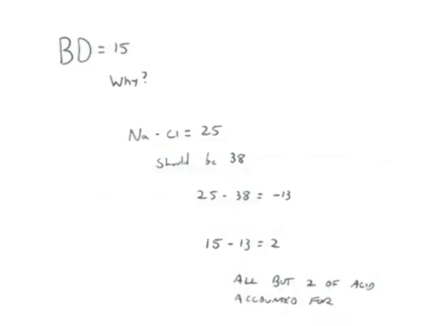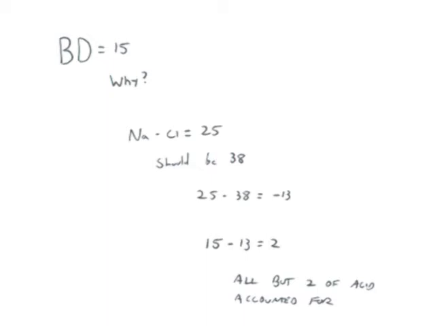So if you have a 15 as your base deficit, and the next thing you do is you try to account for that by your SID issues. So you take whatever your SID is and you subtract 38 from it. Because if they had no SID issues, when you subtracted 38, the SID would disappear, right? Because a normal SID, 140 minus 102, is 38. You subtract 38, the SID is not contributing to that base deficit.